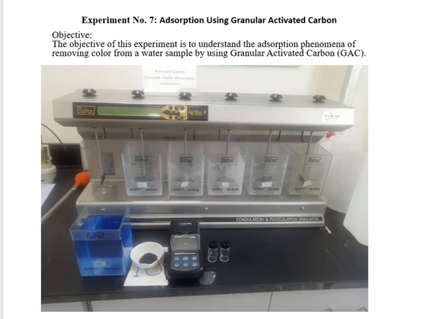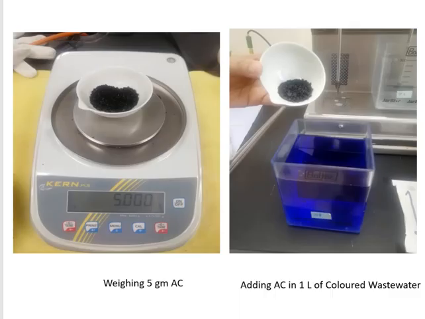Regarding the first step, we have to take some activated carbon and measure its weight. Generally we take 5 gram of the activated carbon using the weighing balance, and then this is the solution having the color. Initially we take some amount of the sample, like 5 milliliter to 10 milliliter, to find out how much color is in the sample, right? And then we add this activated carbon to 1 liter of the solution.